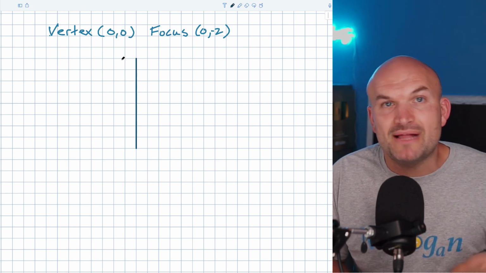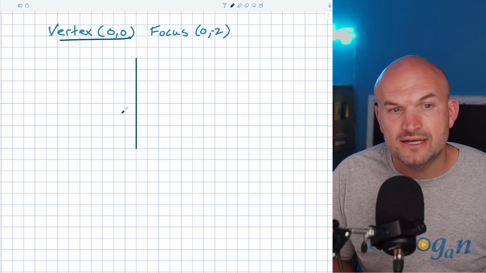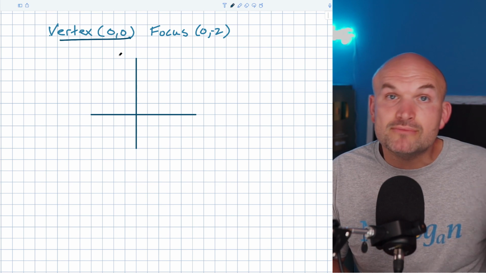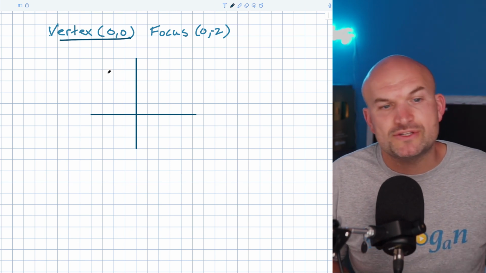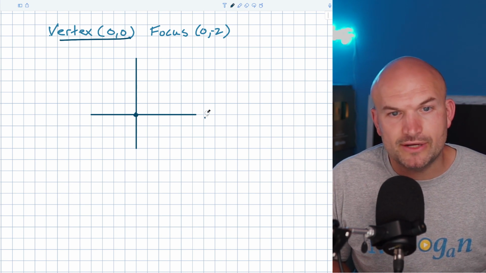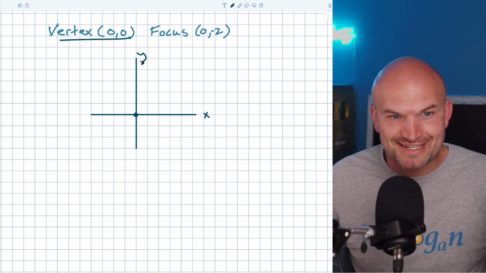So I think one of the best ways to find the value P is just to plot the information, right? You're given the vertex of this parabola and you're given the focus. So let's go ahead and plot the vertex first, because remember the vertex is either going to be the lowest or the highest point of a parabola, right? So that's going to be at 0, 0, which is at the origin. Okay, great. That makes things rather simple.